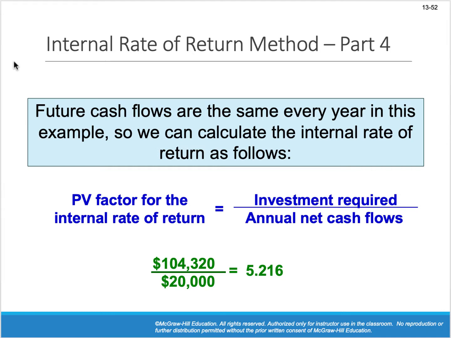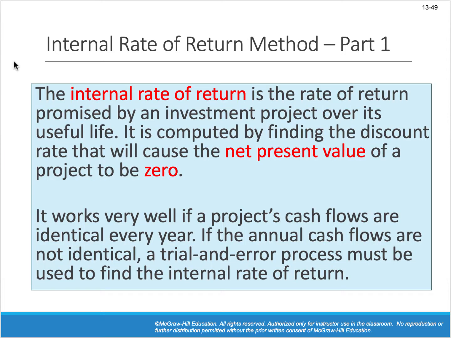When we're looking for the IRR, or the internal rate of return method, we're using that simple equation, and this works very well as long as the annual cash flows are the same from year to year. If they're not, we have to use that trial and error process to find out what that internal rate of return is.